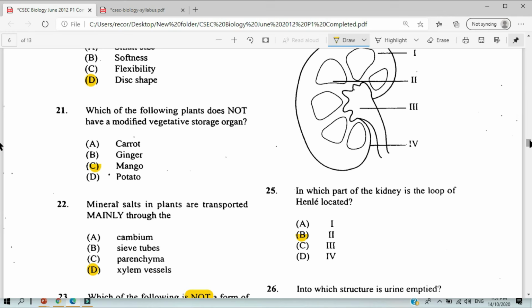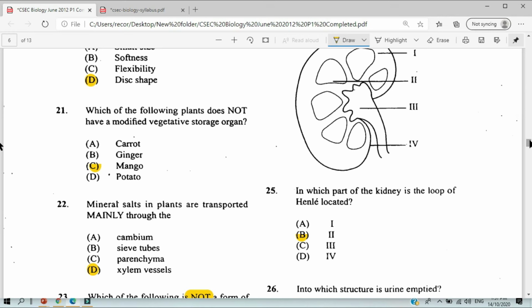Question number 21. Which of the following plants does not have a modified vegetative organ or vegetative storage organ? That, of course, is going to be the mango, because the vegetative storage organ is most times associated with those plants we reproduce asexually. Carrot is not among the group, but there we have ginger and we have a potato. So our answer for question 21 is going to be C.